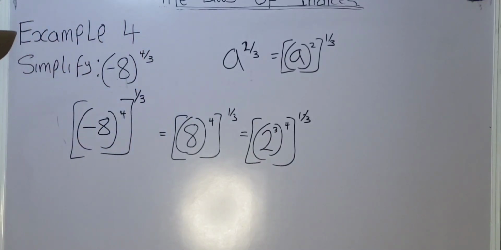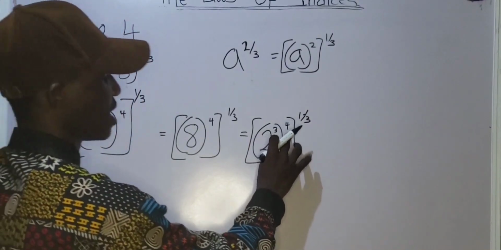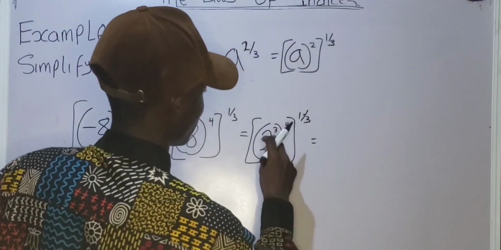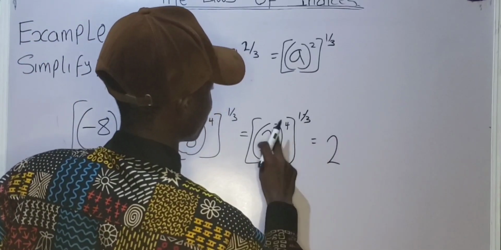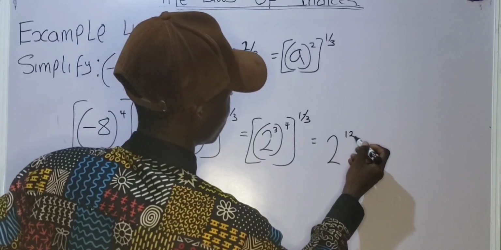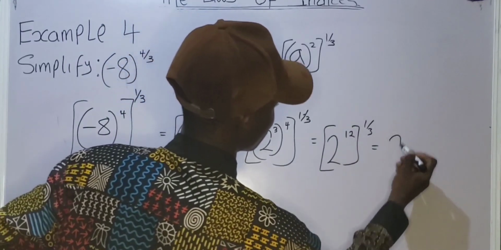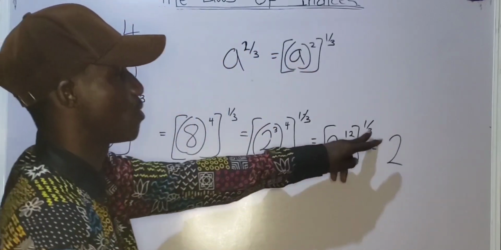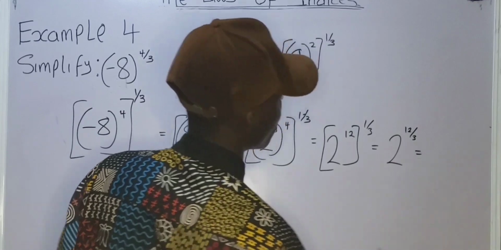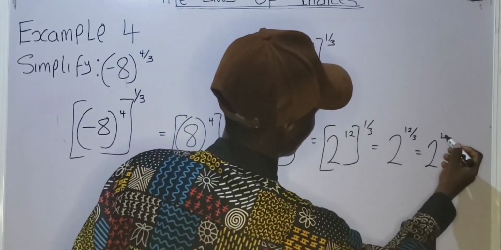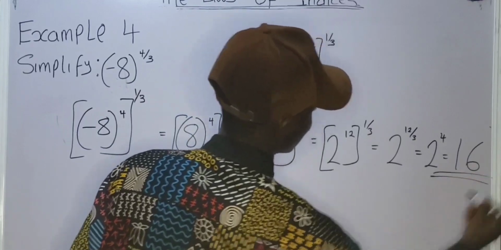Now, according to the multiplication rule, are you getting it? I can multiply 3 multiplied by 4. So I'm going to have 2 raised to the power of 4 times 3, that is 12, raised to the power of 1 over 3. You understand? So for this, I'm going to have 12 multiplied by 1 over 3, that is 12 over 3. And 12 divided by 3, that is 4. So I'm going to have 2 raised to the power of 4. 2 raised to the power of 4 is what? 16. So the final answer to this question is what? 16.